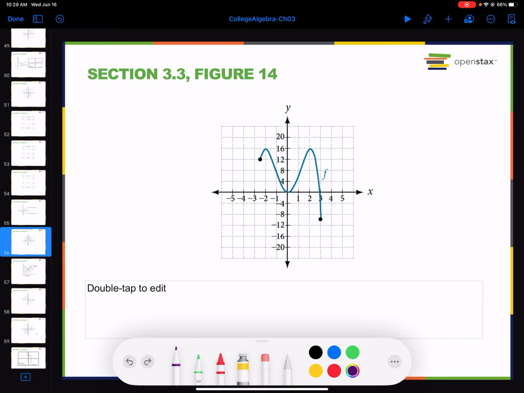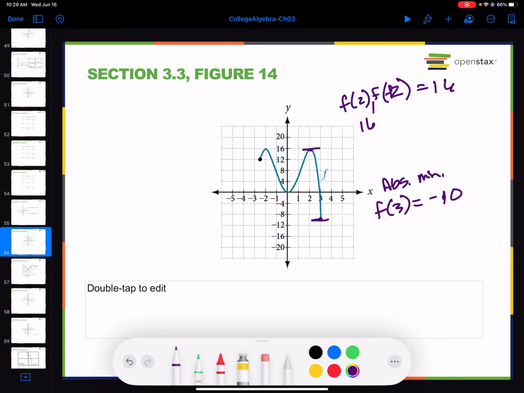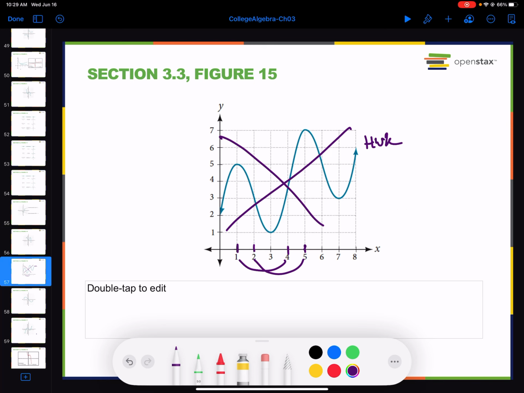Here's another example. Let's look at this. Our absolute maximum is going to happen at 16, and that's for f of 2 and f of -2 equals 16. And then our absolute minimum is going to occur down here when f of 3 equals negative, what's that, 10? About -10. So this is our absolute minimum, and this is our absolute maximum. And I'm going to stop here. The rest just goes on to homework.